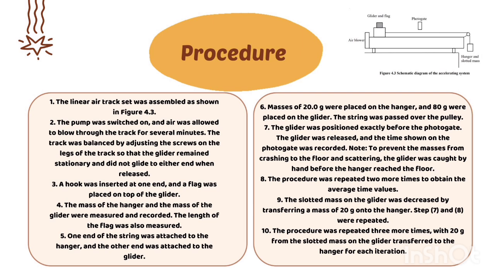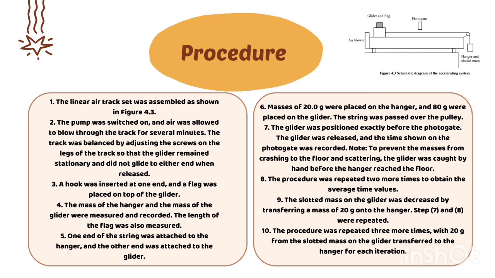So this is the procedure for the linear motion experiment. Number 1. The linear air track set was assembled as shown in figure 4.3. Number 2. The pump was switched on and air was allowed to blow through the track for several minutes. The track was balanced by adjusting the screws on the legs of the track so that the glider remained stationary and did not glide to either end when released.